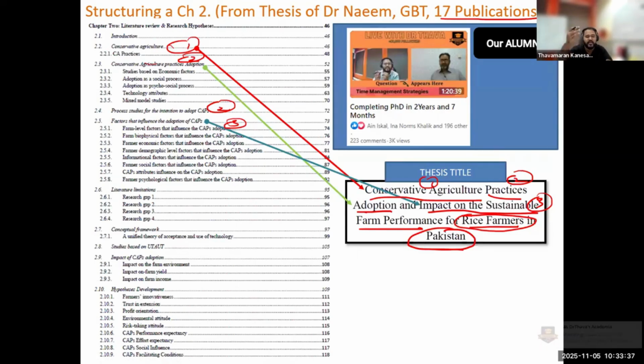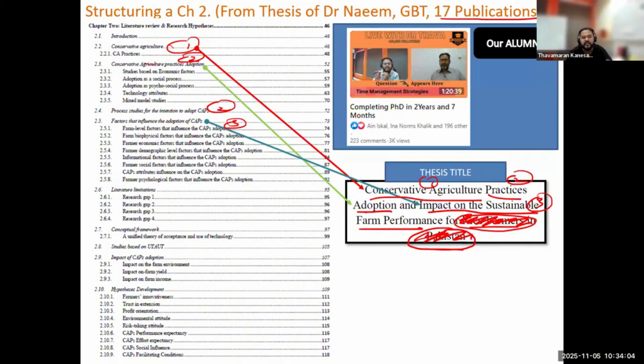How can you talk about rice farmers in Pakistan later? Cannot. I mean, you can talk about it later again, but you cannot only talk about it later. You should talk about it much, much earlier, because they are the motivation. They are the reason the thesis is there. If I remove this, there is no reason to do this thesis.